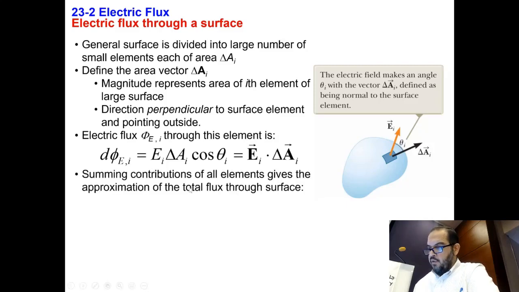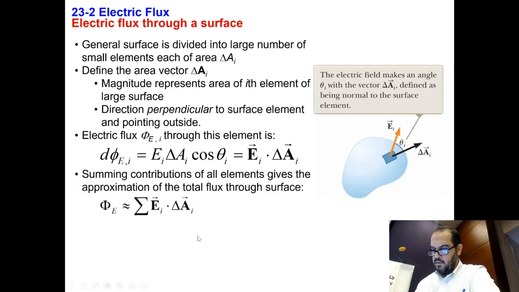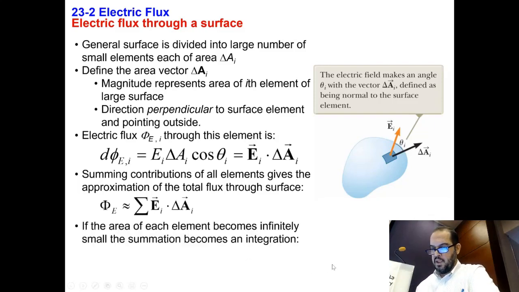Now, if we want to do the total flux through the closed surface, we sum all of these elemental fluxes. And if the area becomes very small, this summation becomes an integration. So again, this is the Riemann sum. So we sum all of the fluxes through all of the areas of this closed surface. We can get the total flux through this. And if the area becomes quite small, we can write that the flux is equal to the integral of E dotted dA.